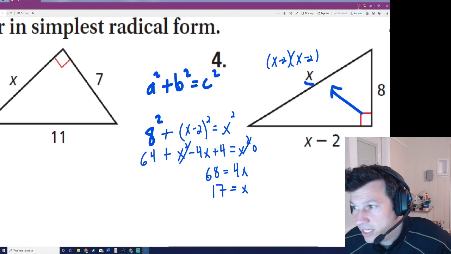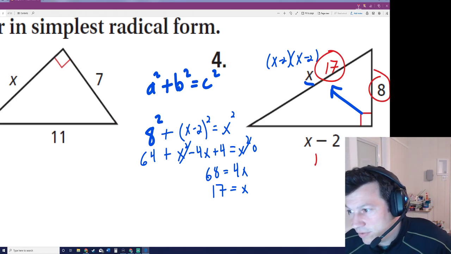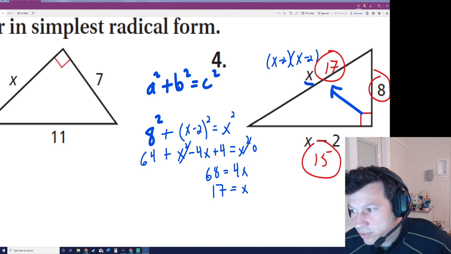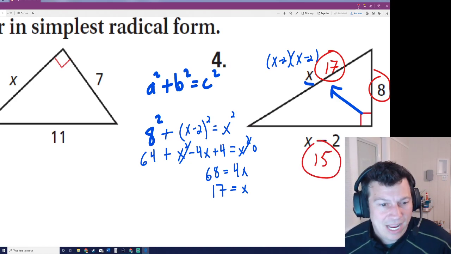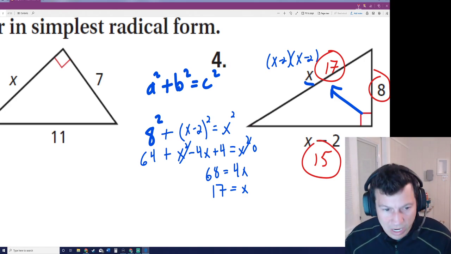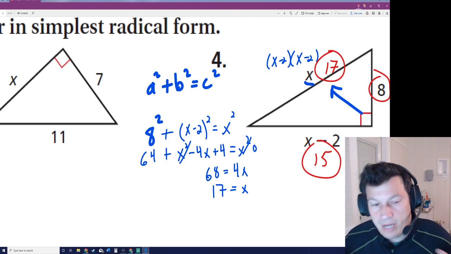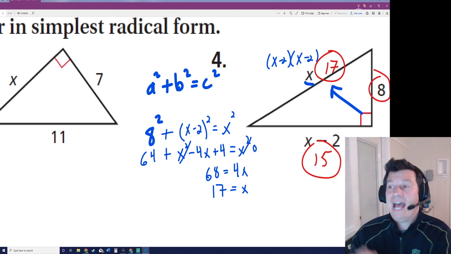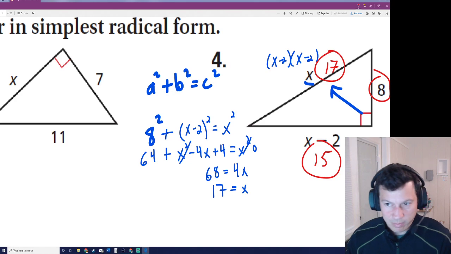Anyway, x is 17, which means this side is 17, this side is 8, and this is 15. Oh, look, it's one of our triples, guys. We should know our triples. Not that I would know that going into that. There's no way for me to know that that was an 8, 15, 17. I wouldn't have assumed it was a triple or anything. But after it's all said and done, it's like, oh, cool, makes sense.